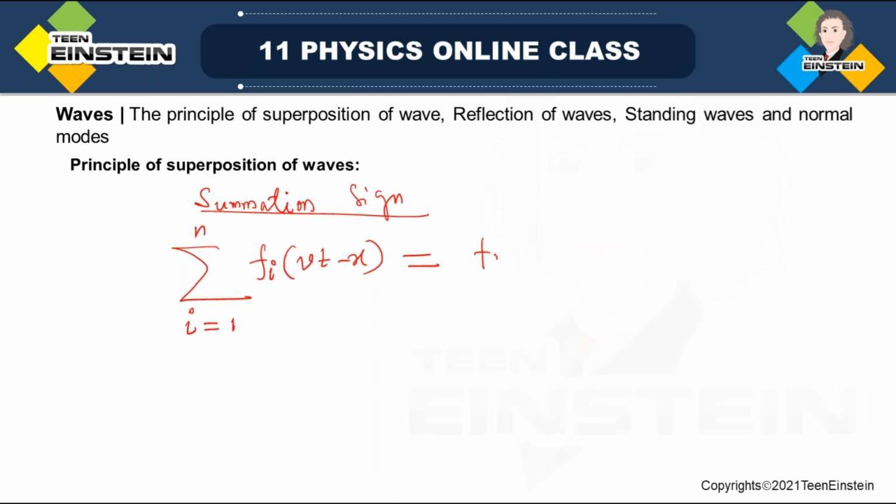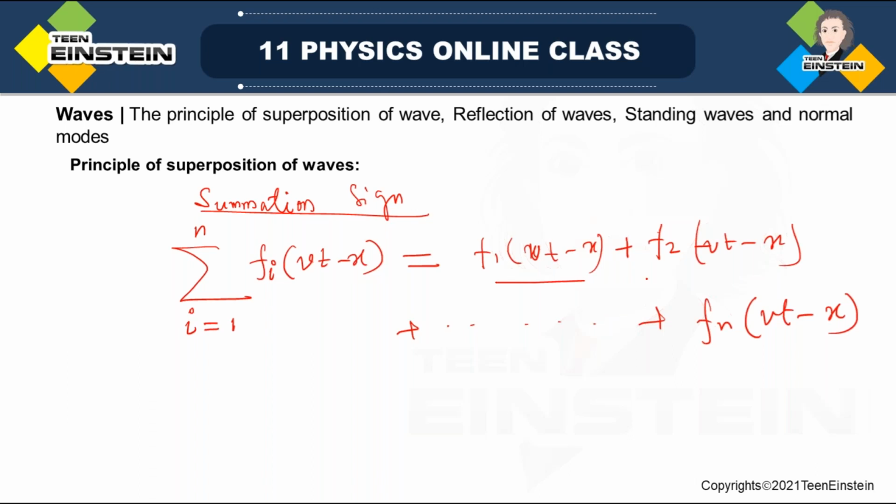So the first term will be f1 of vt minus x. Then I have to take the summation. Then I will increase to 1. So like that it will go from 1 to n, up to the nth term. So this is the significance of this summation. Instead of writing this elaborately, we can write in a short notation. This is called the summation sign. Okay, so this is about the principle of superposition.